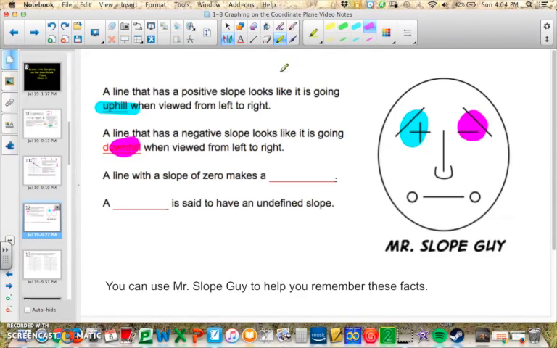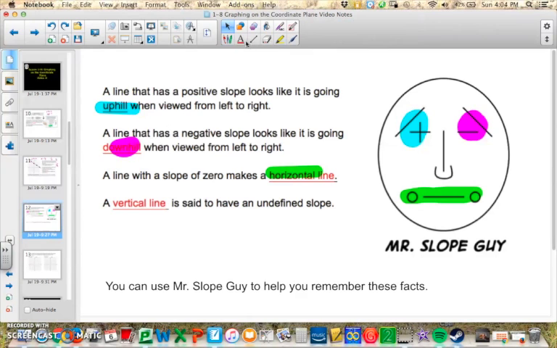Now, every now and then we might have a slope of 0, and that is going to make the line horizontal, and that is going to be the mouth of Mr. Slope Guy. It's going to be like this, just a straight line horizontally. And then finally we may have an occasion where we have no slope or an undefined slope, and that's going to be a vertical line, and it's going to go straight up and down, and that's going to be the nose.